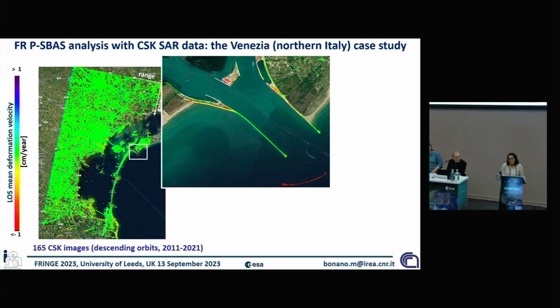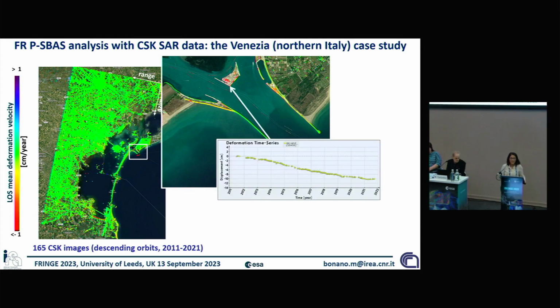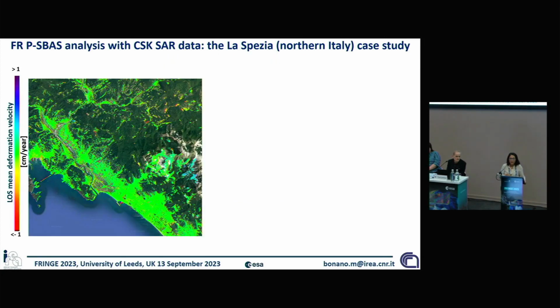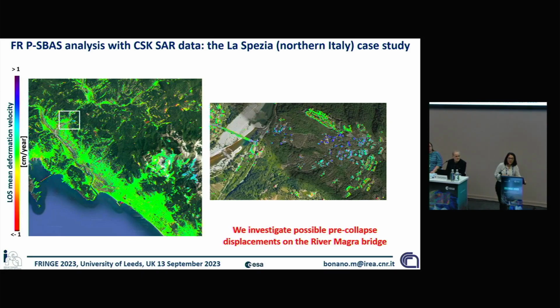But here, for sure, we focus on some infrastructure, big infrastructures. We have the MOSE, that is the connection between the island and the Adriatic Sea. We can see very important deformation behavior in some points of the structures. And now we have to analyze not only main cities, but also small towns, for example, La Spezia, that is particularly interesting after the collapse of the river bridge on the Magra, occurred in 2020.